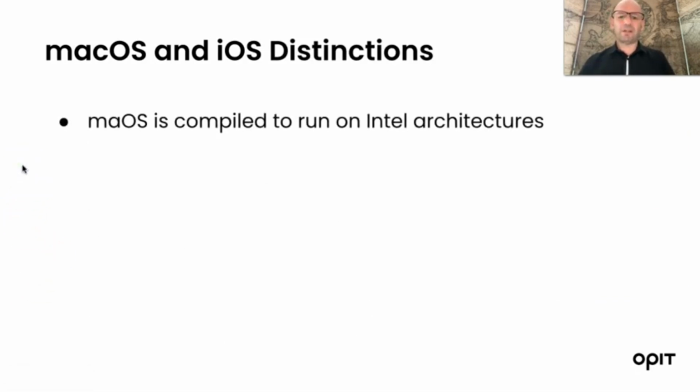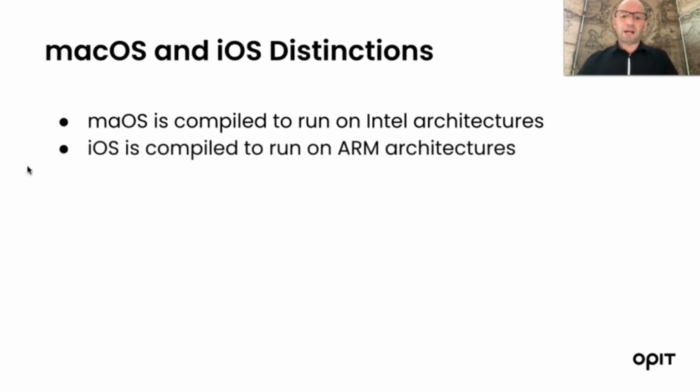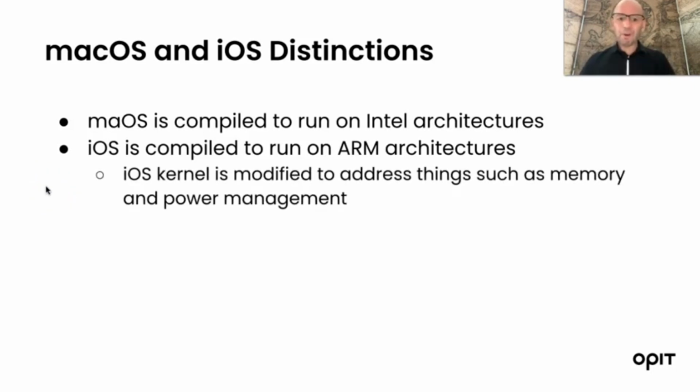Well, Mac OS is compiled to run on Intel architectures. Also, these days, ARM architectures. So this system that I'm running on right now, this laptop is using ARM architecture. The M2, I believe it's called. iOS is compiled to run on only ARM architecture. ARM architectures are predominant on mobile devices, right? Modified to address things such as memory and power management, which are much more important on smartphone devices than laptop devices.